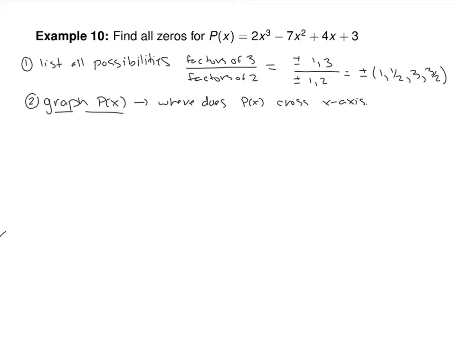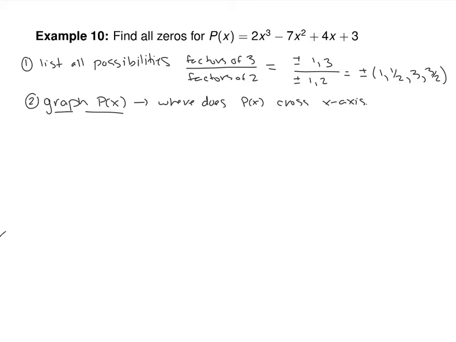What would be another way you could test if the numbers were zeros? Synthetic division. Or you could just plug them in and see if you get a 0, right? That would be one way as well, okay? But the thing is, that would still involve plugging in 8 things, and that could get really tedious. So to make your lives easier, I want you to graph it.